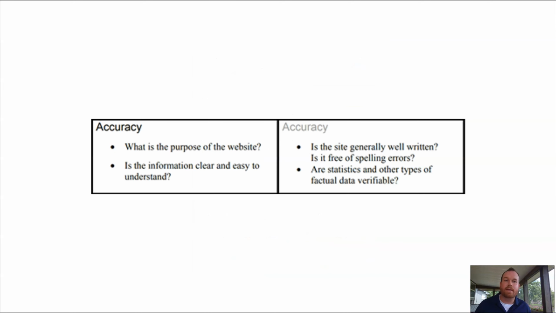Step 1, we're going to look at the accuracy. This is the easiest one to look at, honestly. Look at the website and see, is it well written? Are there spelling errors? Is it grammatically correct? What is even the purpose of this website? If you're looking at a website and there's a ton of spelling errors on it, or they have statistics that they don't back up, or anything like that, that is a red flag right off the bat, and you probably shouldn't use it, even if it does say exactly what you want it to say.